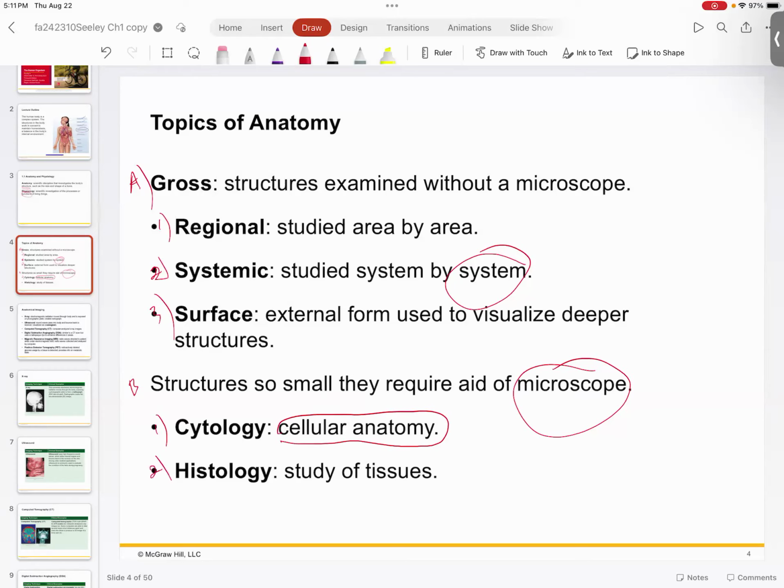And then histology is looking at tissues. And that's what you guys were doing. We were dissecting, trying to figure out the different tissue types associated with our four overarching tissue types. So cytology is the study of the cell and the mechanics and structure of the cell, at a very cellular level. And of course, histology is at the tissue level.